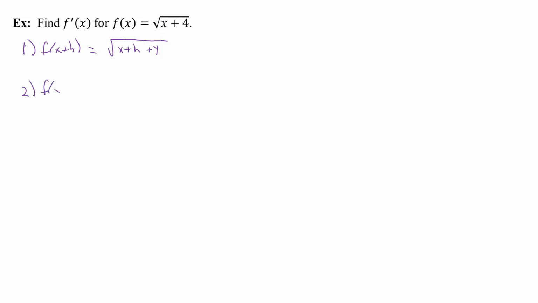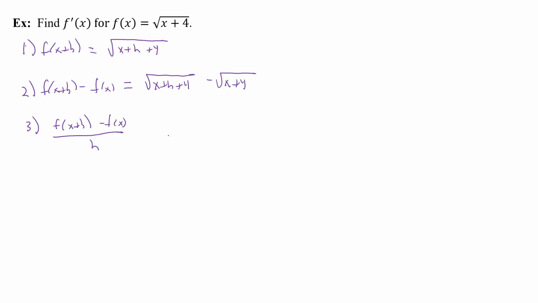Step 2, now we're going to find f of x plus h minus f of x. Well, that's going to give us the square root of x plus h plus 4 minus the square root of x plus 4, because that's the original f of x. All right, still not too bad. So step 3, I would just divide by h. And so that gives us the square root of x plus h plus 4 minus the square root of x plus 4 all over h.